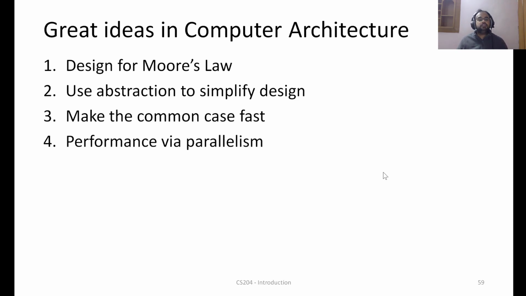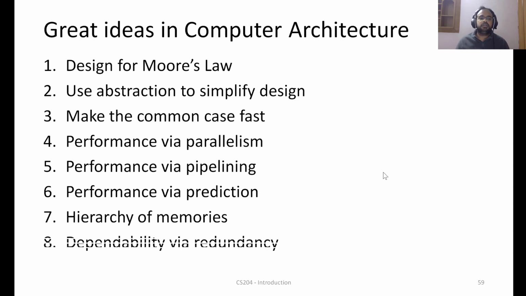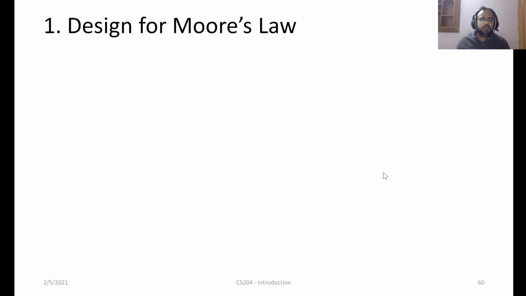the fourth idea is achieving higher performance with parallelism, the fifth being achieving higher performance by pipelining. Sixth is achieving performance via prediction. Seventh is deploying a hierarchy of memories, again to achieve performance. And eighth is dependability via redundancy. So let's look at each of them now.